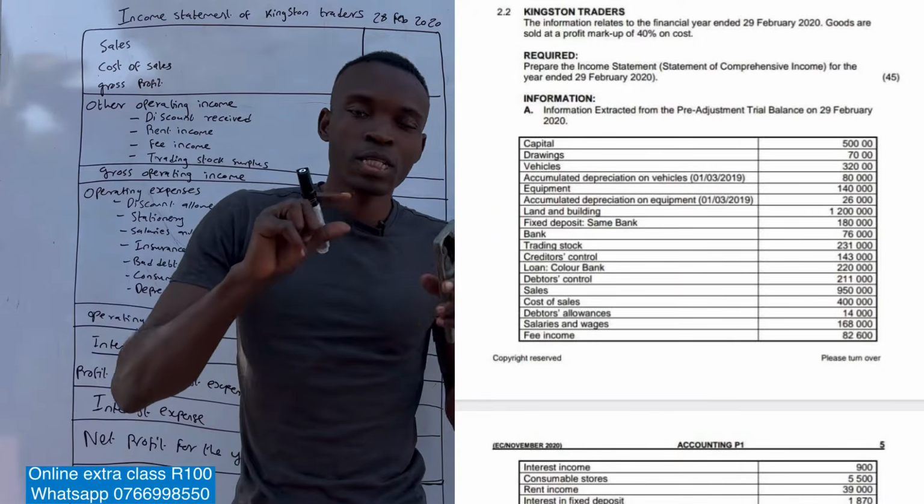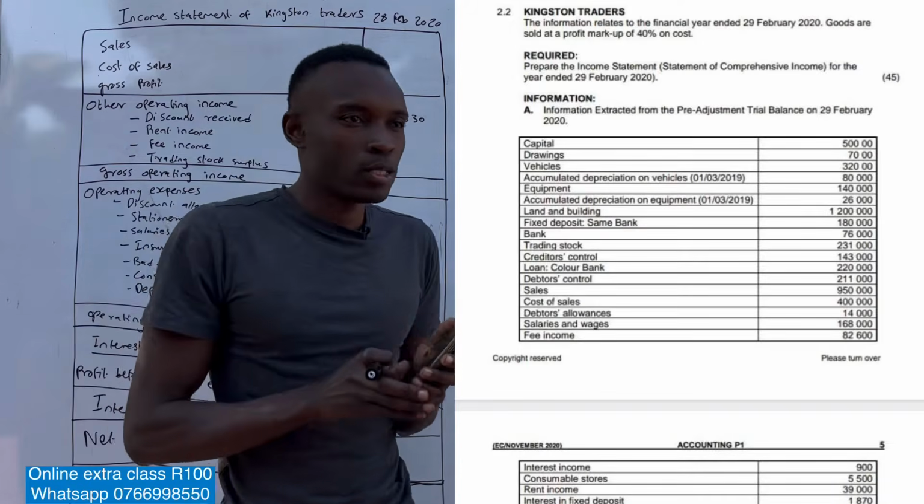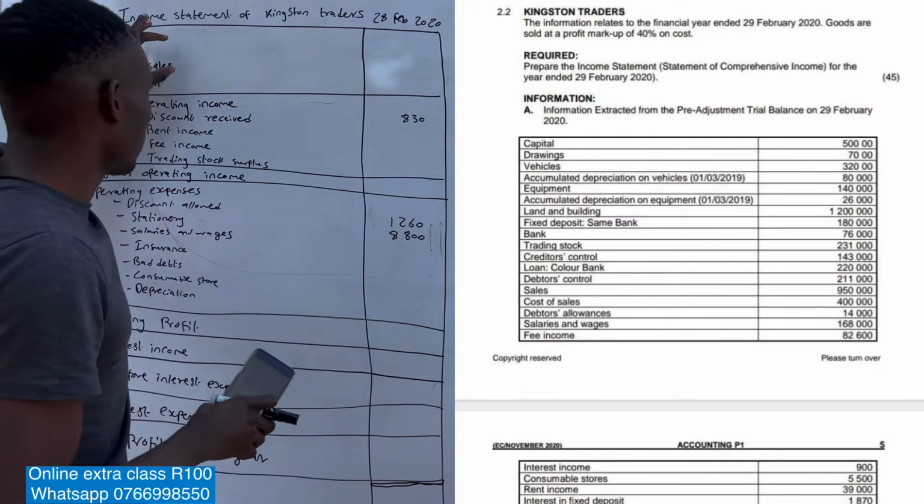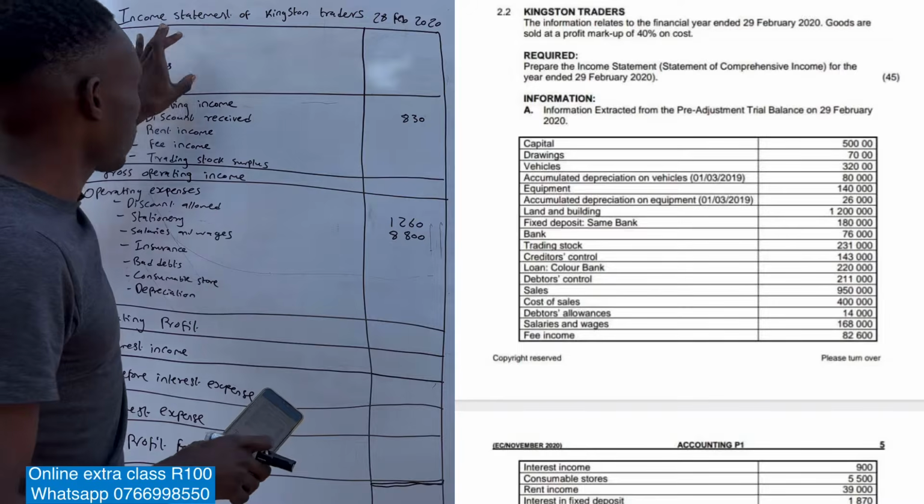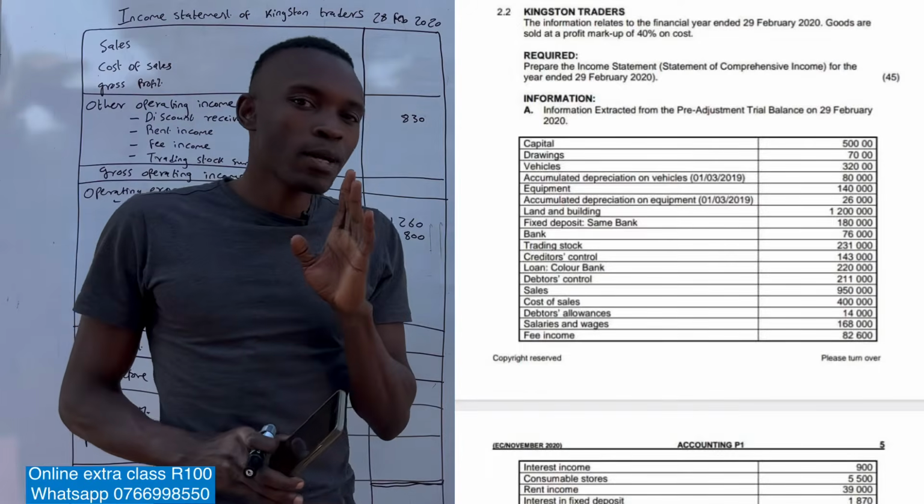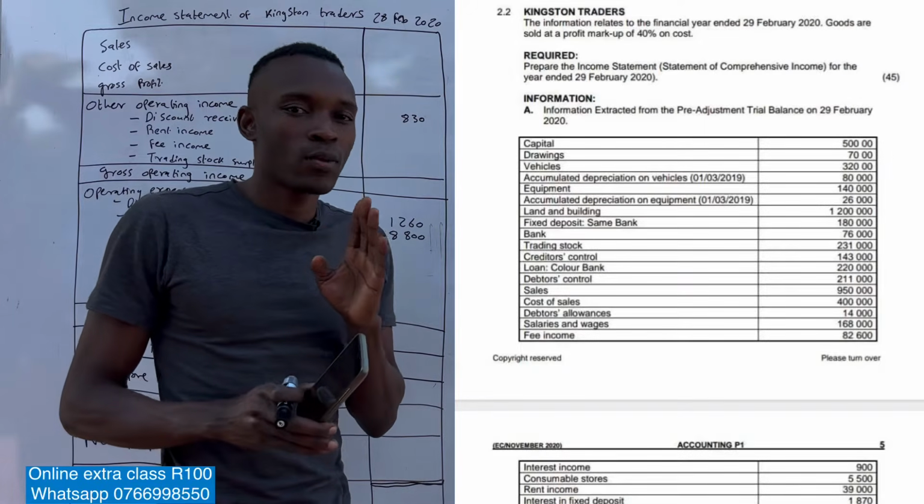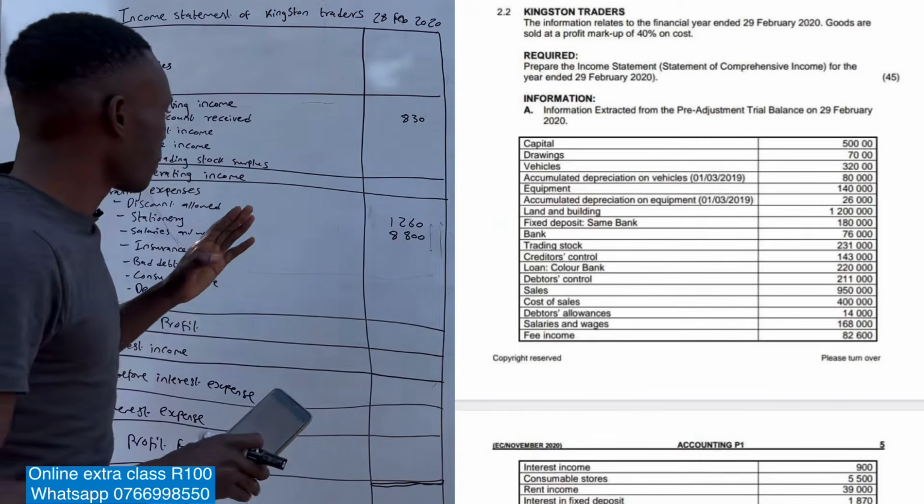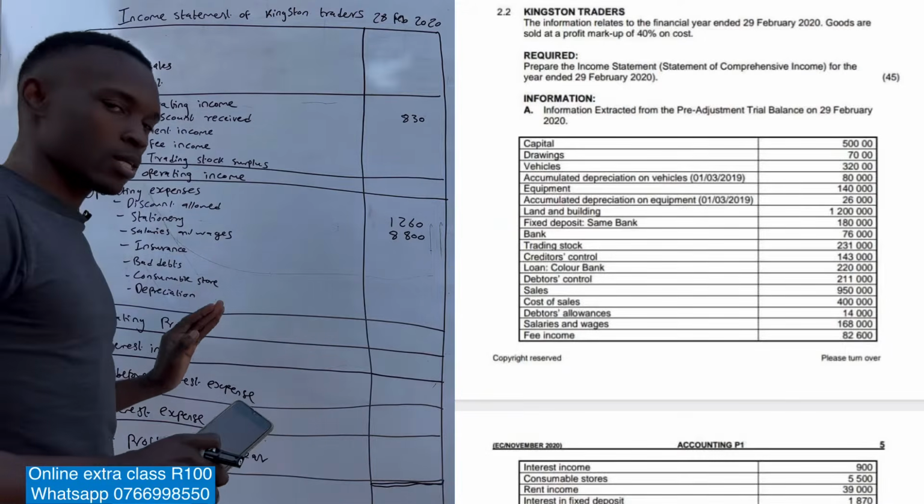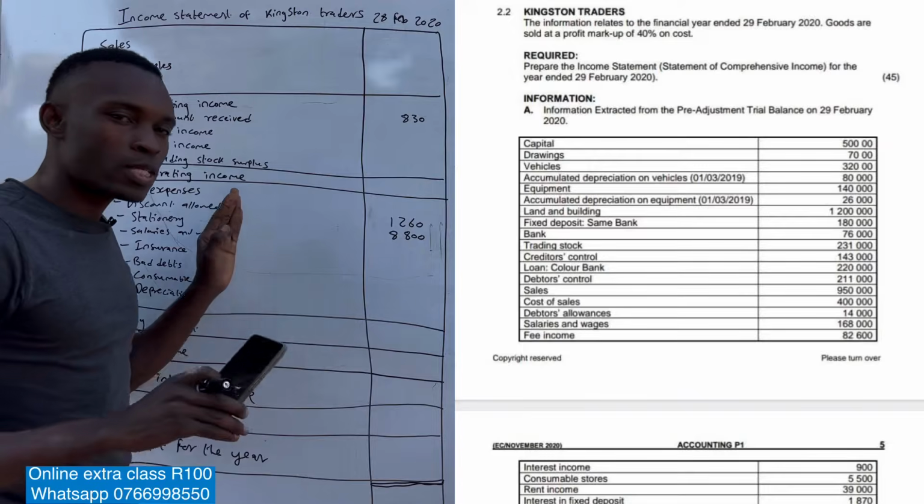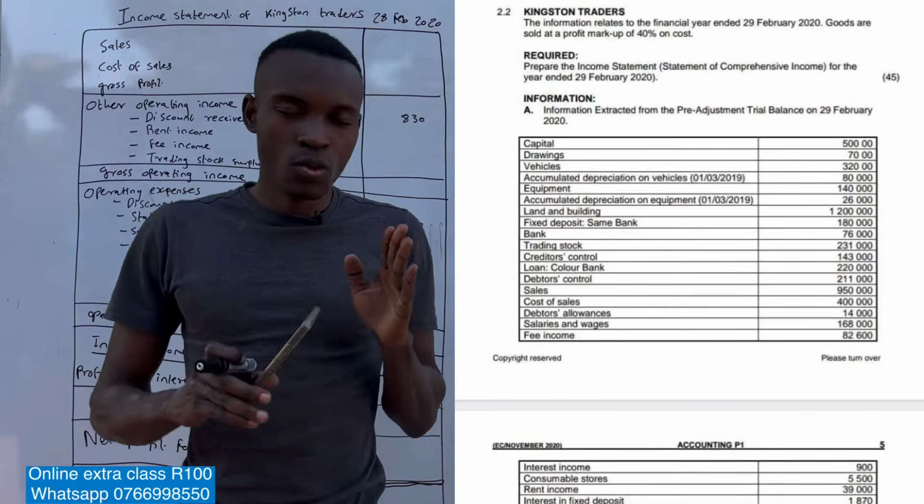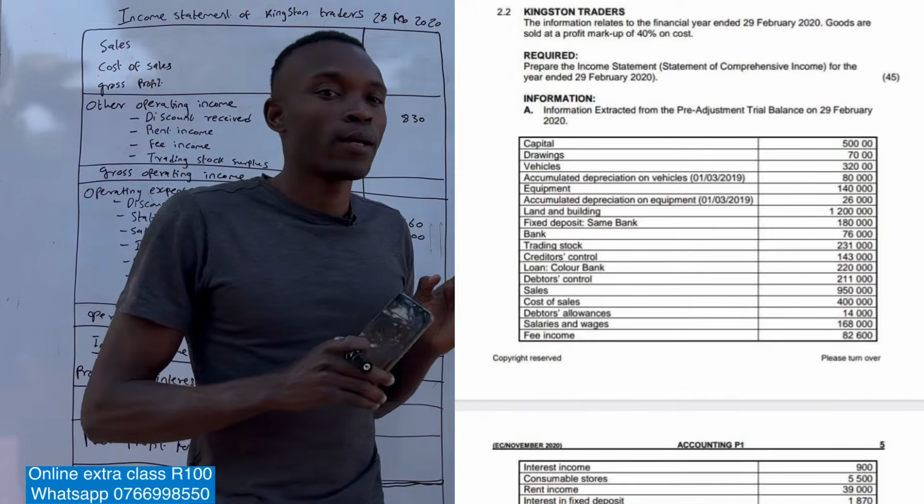Once they give you that statement on top, guys, just know that it's going to affect this first part of the income statement. Remember, as I said in the previous video, you need to know the format of the income statement. This structure is a skeleton. You need to know it. No one is going to teach you a skeleton.